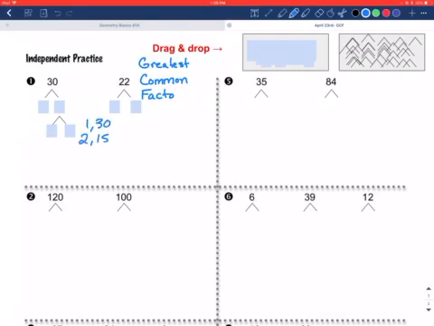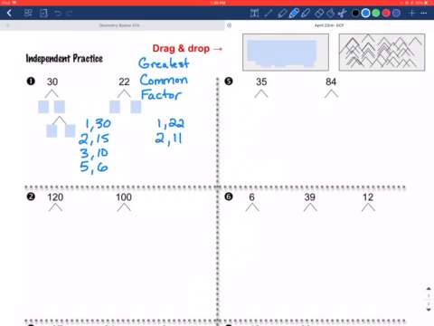So you can have 1 and 30, you can have 2 and 15, you can have 3 and 10, 4 does not have a whole number, 4 would be a fraction, and then 5 and 6. So those are all of the factors of 30. And then for 22, we're going to do the same thing. We have 1 and 22, we have 2 and 11, and that is it, right?